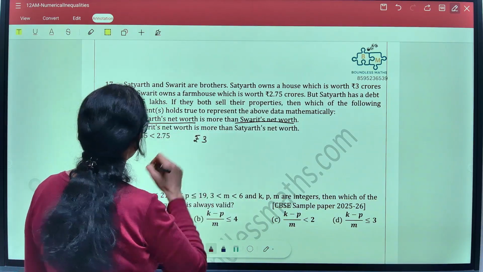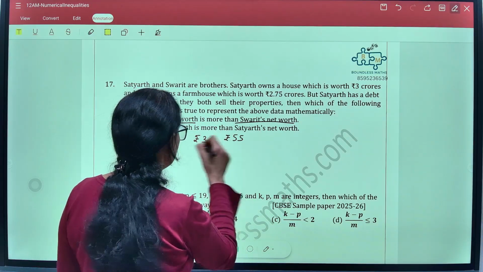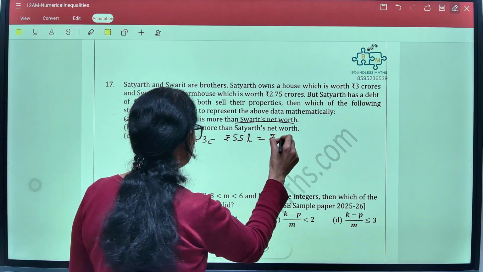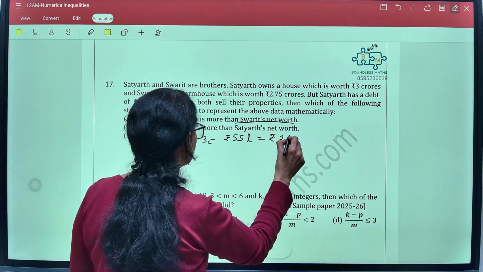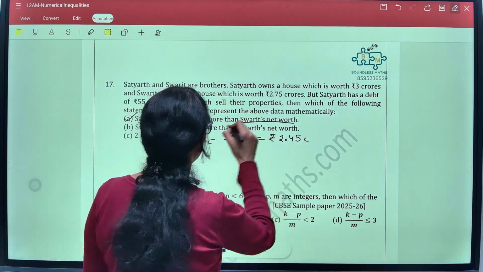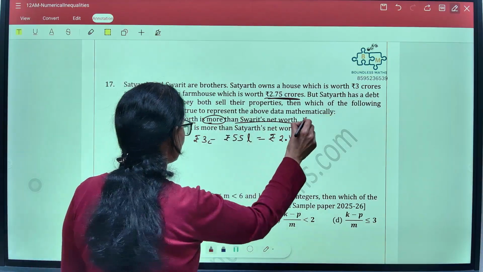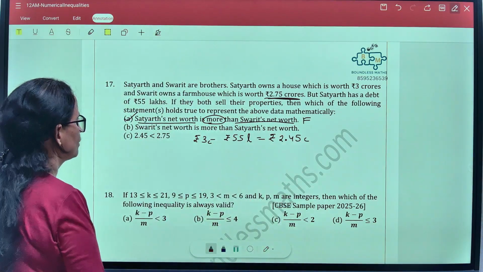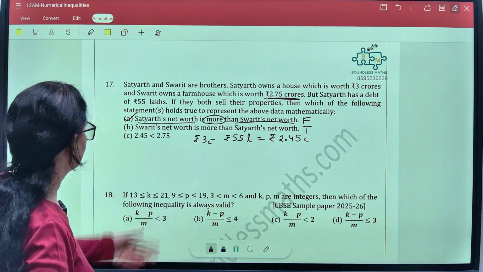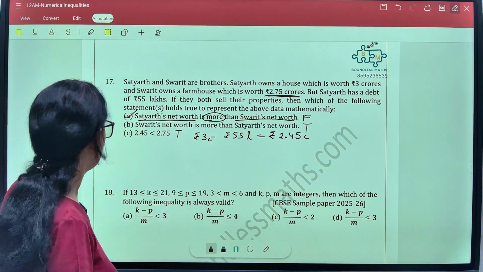Now because he has a debt of rupees 55 lakh, if you subtract rupees 55 lakh from this, so this is lakhs and this is crore, when you subtract this, it comes out to be rupees 2.45 crores. And the net worth of Swarit is 2.75 crores. So this is not more, it is less. So this statement is false. Swarit's net worth is more than Satya's net worth. Yes, this statement is true. Last one, 2.45 is less than 2.75. Definitely this statement is also true. So you had to just tell which of these are true.